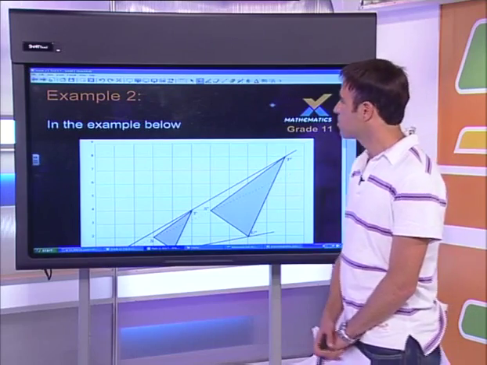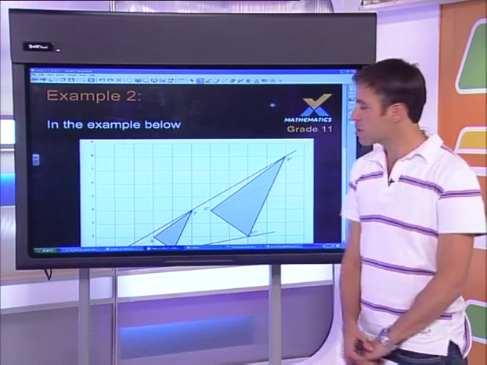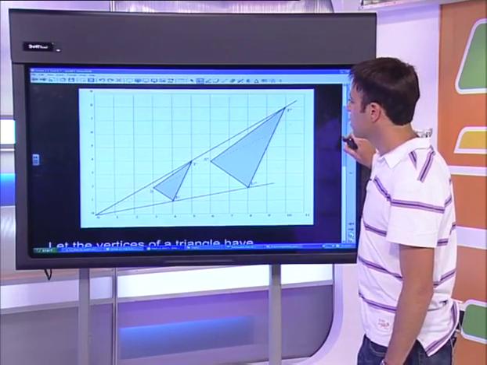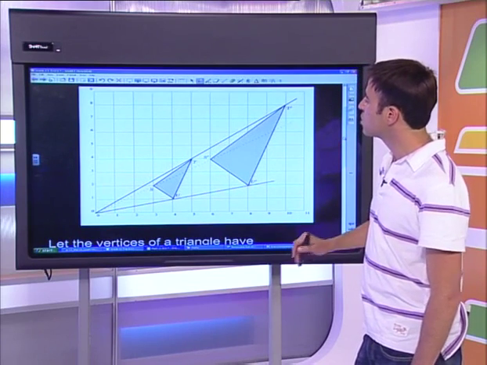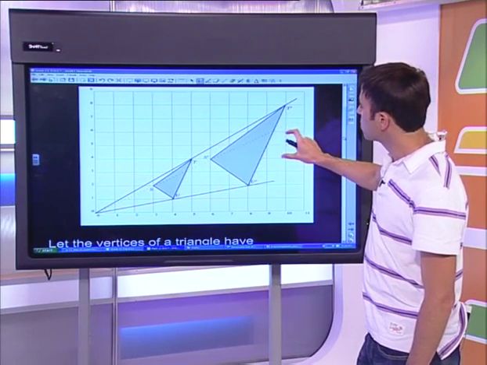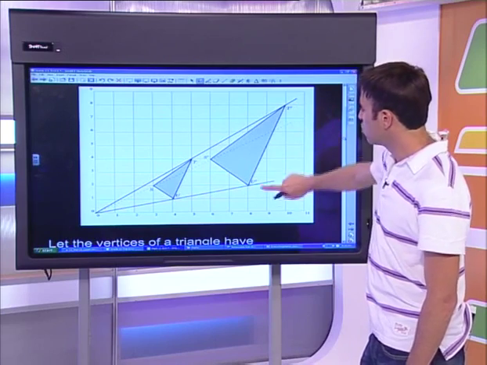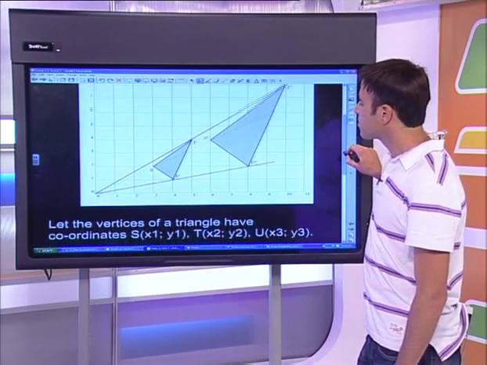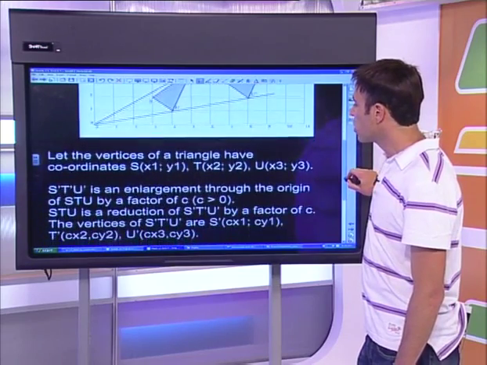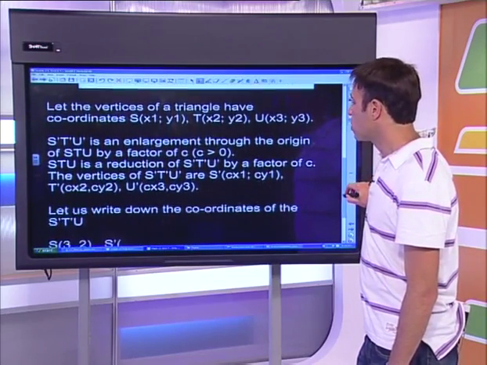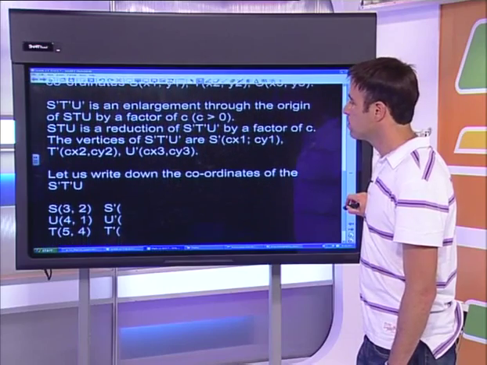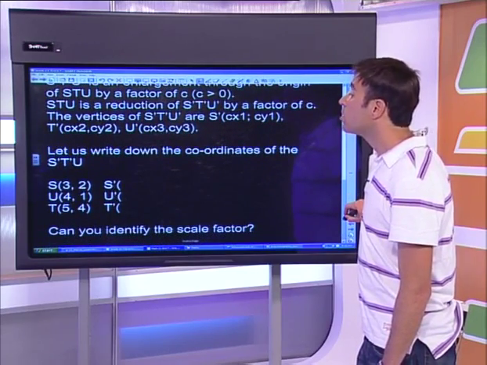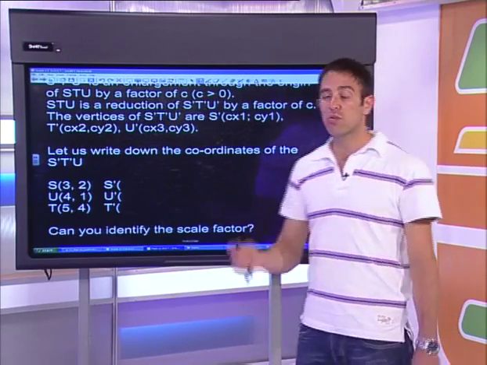Alright, so this is the question that we challenged you with. I hope that most of you were able to work out what's happening here. Remember, we had this triangle STU, we had an enlargement S prime, T prime, U prime, and you can read the coordinates off. We were then asked to write down the coordinates of the original and also to identify the scale factor.